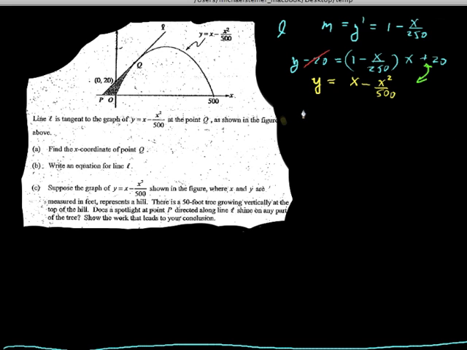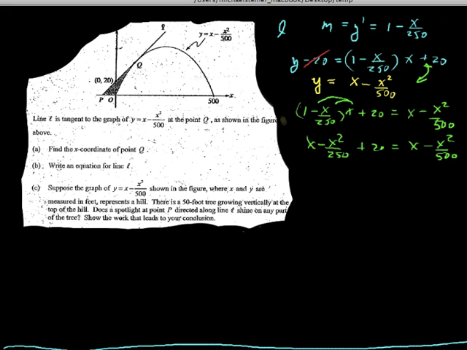So we know that 1 minus x over 250 times x plus 20 is equal to x minus x squared over 500. And let's distribute this x back. We get x minus x squared over 250 plus 20 is equal to x minus x squared over 500. Now I just scan this real quick. If you subtract x from both sides, those guys will go away. And in the next step, I'm just going to multiply both sides by 500 to get rid of the fractions.